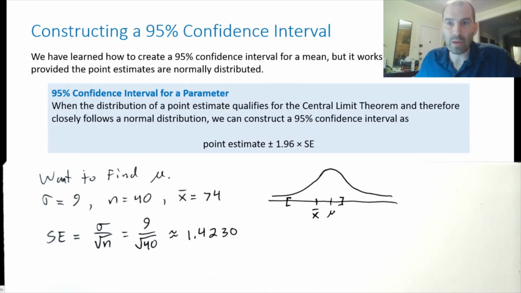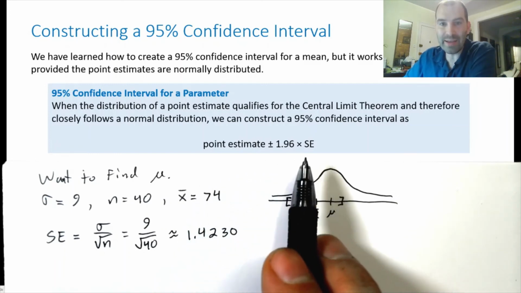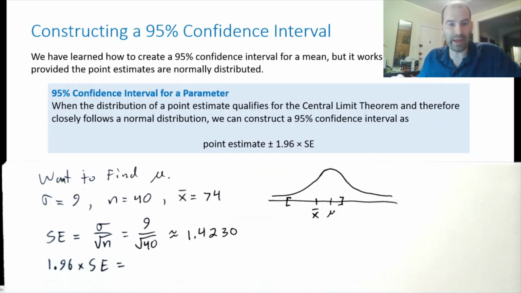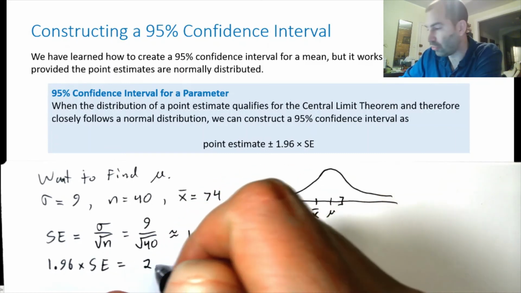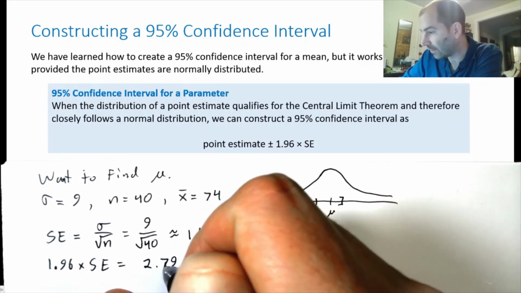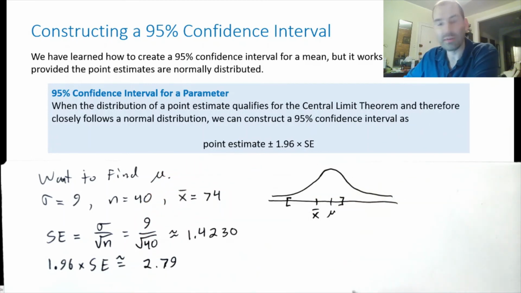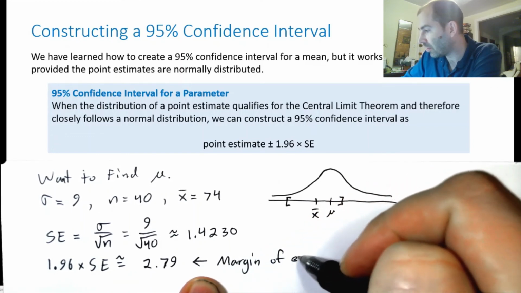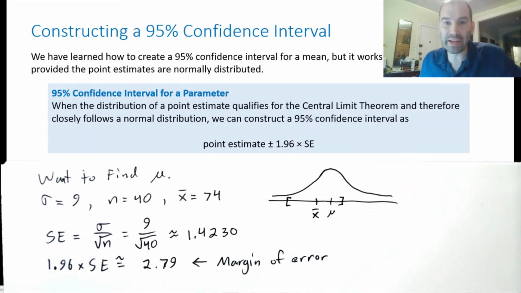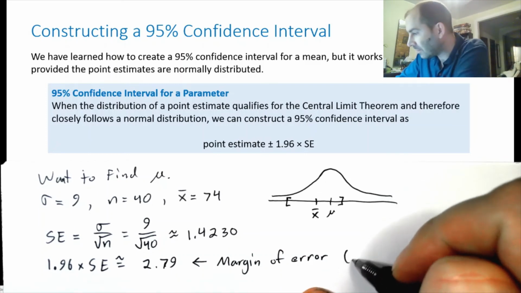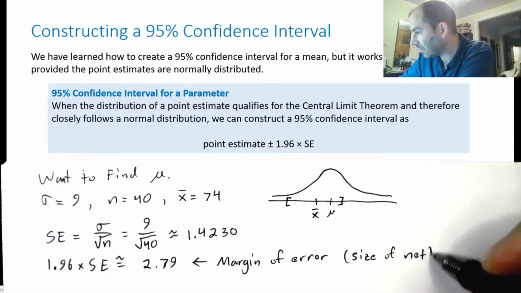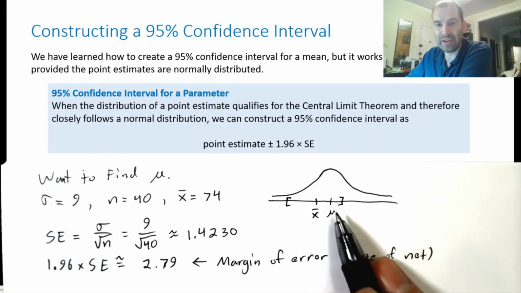Okay. What's 1.96 times the standard error? What do I get when I do that? Well, I get 2.79 approximately. Okay, that is called my margin of error. That's how big my net's going to be. It's the radius of the net, so it's half the size.